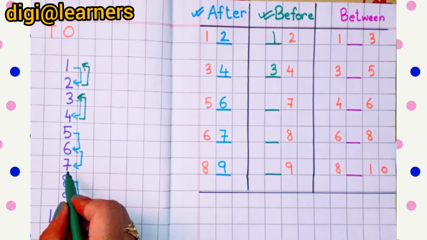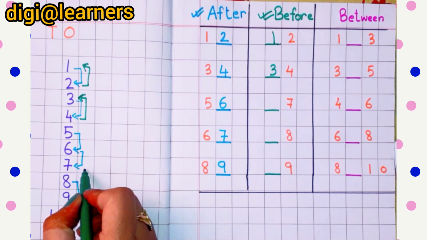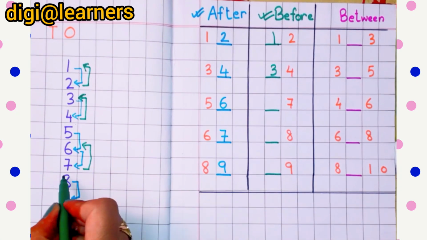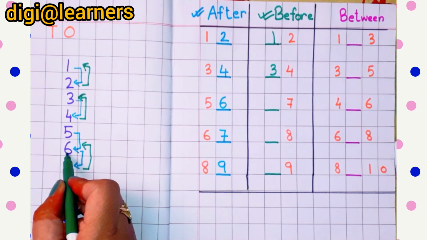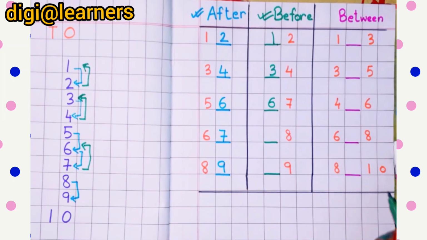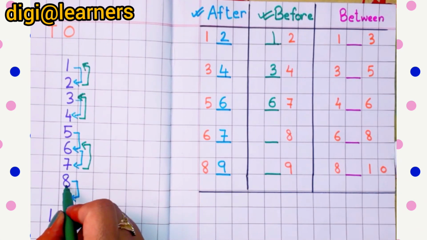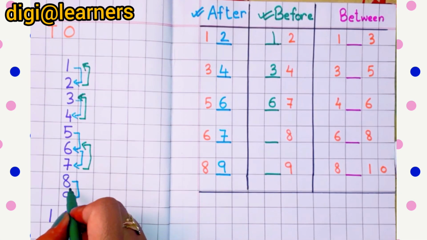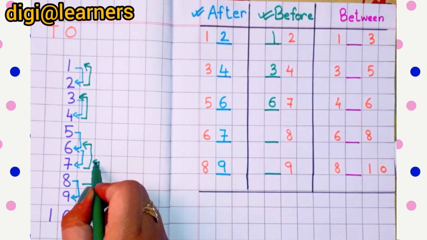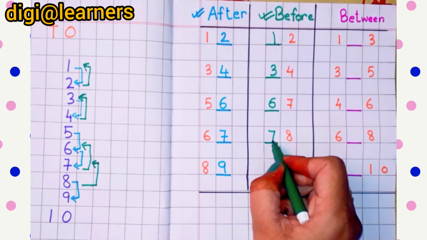Now 7. You can see 7 is here. Now you will go upwards from here. What are you writing? Before 7 you are writing 6. So what will be the answer here? 6. Okay. Now comes 8. Now what are you writing above 8? You will see that. You are writing 7. So what will you write here as the answer? 7.